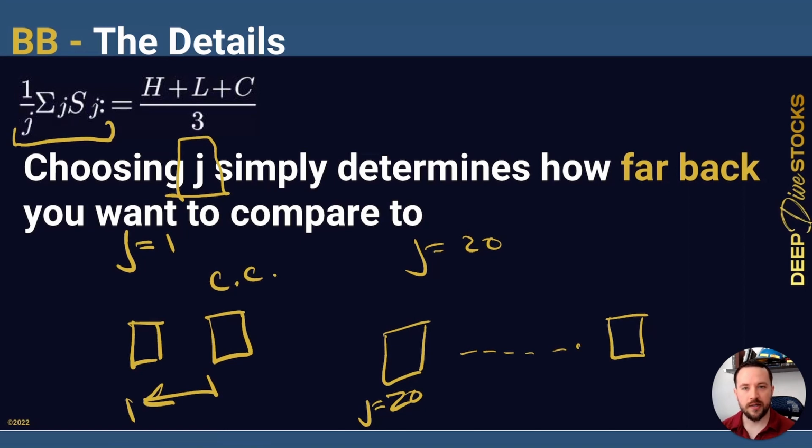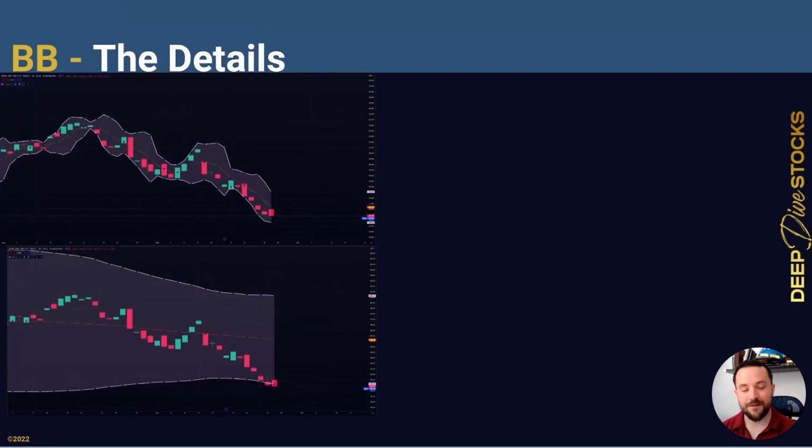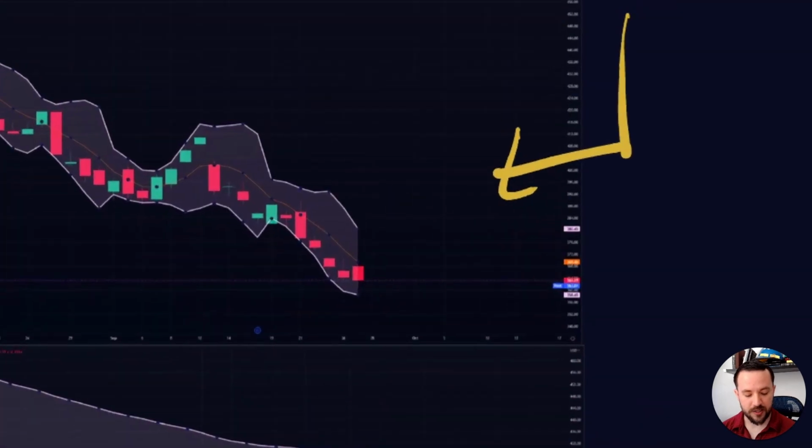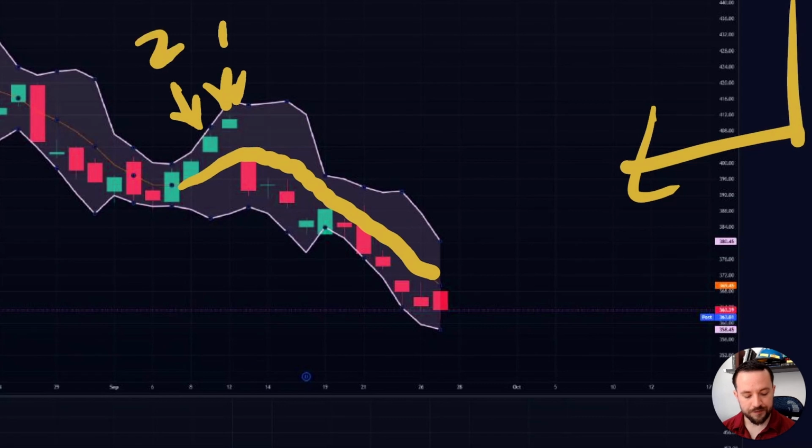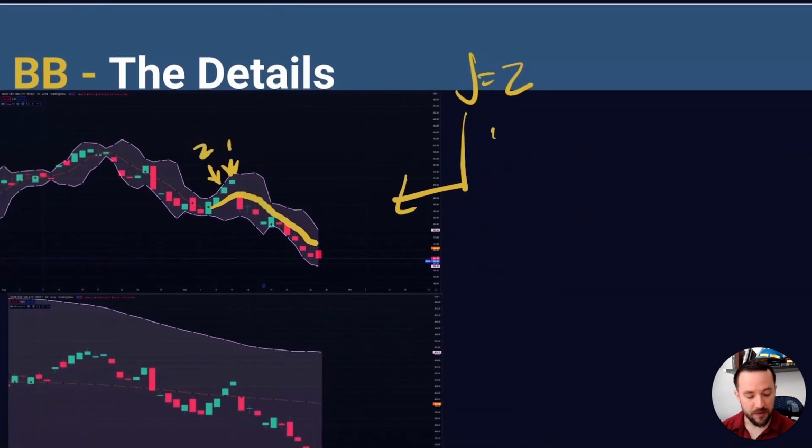That will determine how much information or data we include in the calculation of our average price. Then we're going to see not too far from here how that affects the overall appearance of the Bollinger Bands. For instance, if we set J to only be equal to 2, we see that the average price moves around quite a bit because it's only including the last two candles in the calculation. Because there's less data, there's more variability.